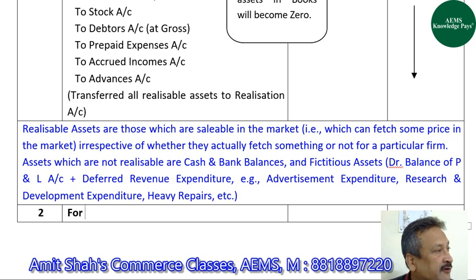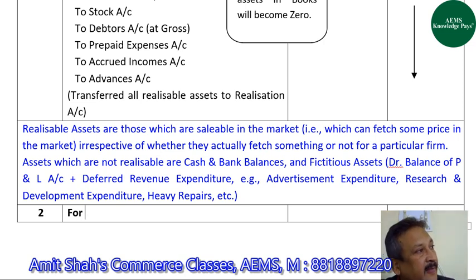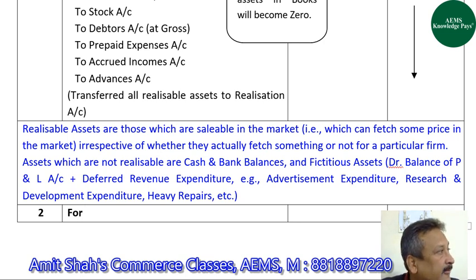And which are those provisions? We have provision for doubtful debts or bad debts, and one reserve, that is investment fluctuation reserve, which is made for investments. So these two items will also go to realization account along with external liabilities, because these two items also have credit balance. External liabilities have credit balance, and provision for doubtful debts and investment fluctuation reserve also have credit balance. That is why they are transferred to realization account with all external liabilities. Am I clear?